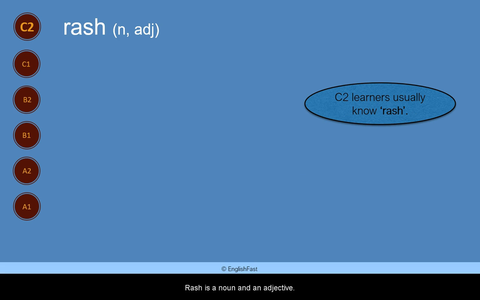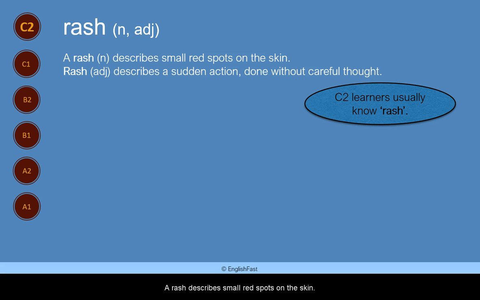Rash. Rash is a noun and an adjective. C2 learners usually know rash. A rash describes small red spots on the skin. Rash describes a sudden action done without careful thought.